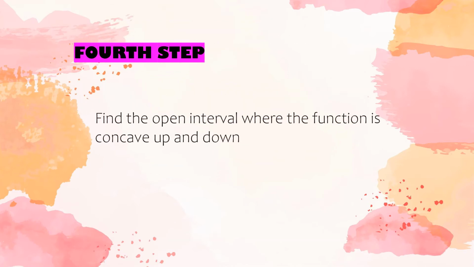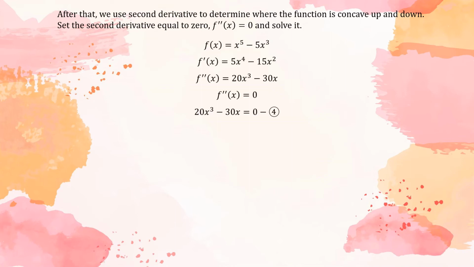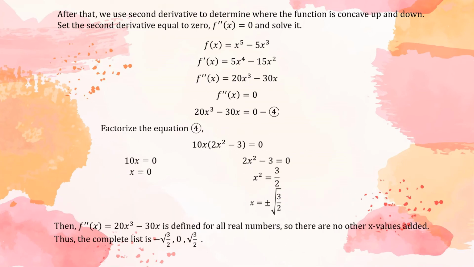The fourth step is to find the open interval where the function is concave up and down. After that, we use the second derivative to determine whether the function is concave up or down. Set the second derivative equal to 0 and solve it. Then, the second derivative is defined for all real numbers, so there are no other x values added. Thus, the complete list is negative 3 over 2, 0 and positive 3 over 2.